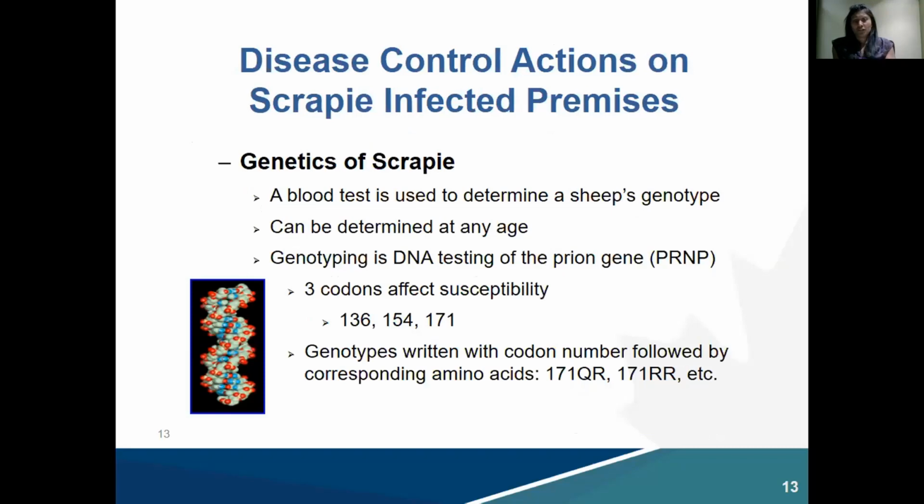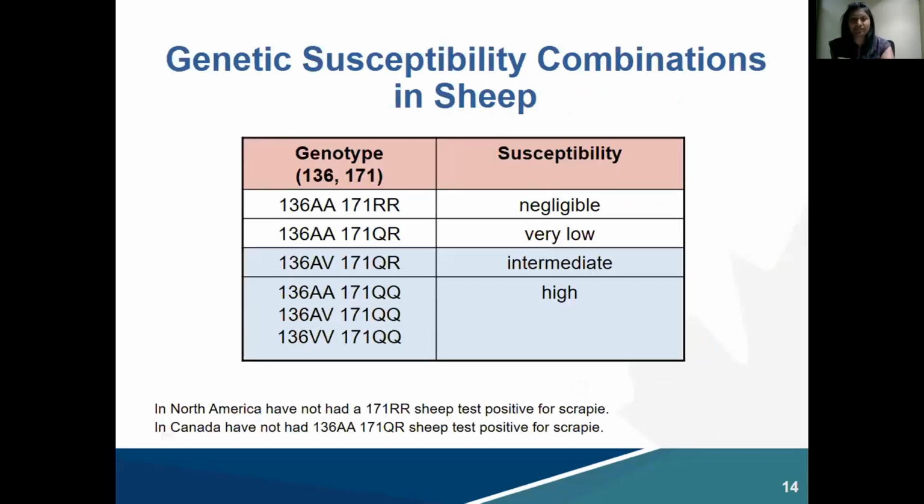I won't go into too much detail on this slide, but basically, in order to do genotype testing for Scrapie, we currently use a blood test. And so we have this chart, this very clear linkage of susceptibility for the two genotypes at 136 and 171 in sheep. In North America, we haven't had our sheep test positive for Scrapie. In Canada, we've not had an AAQR sheep, which is the very low risk level, come up positive to date.